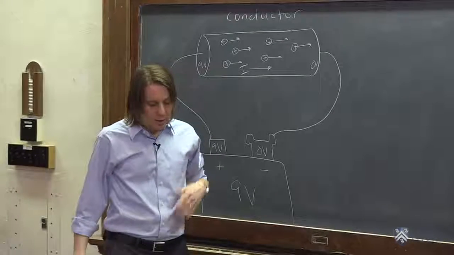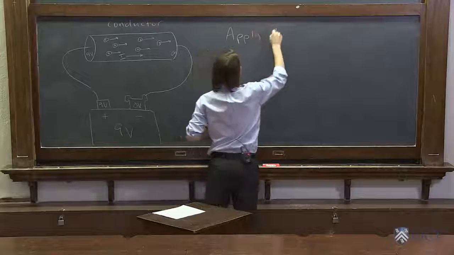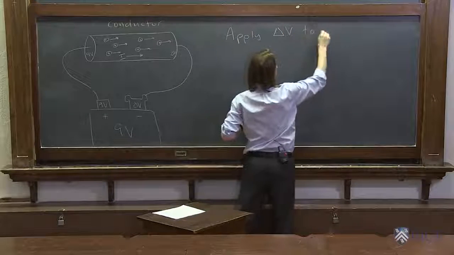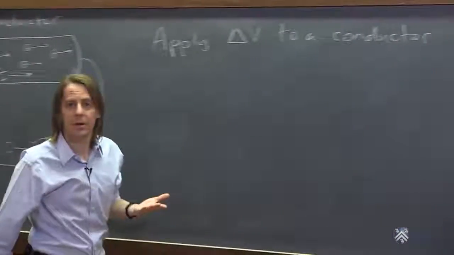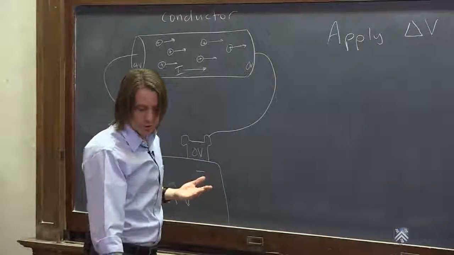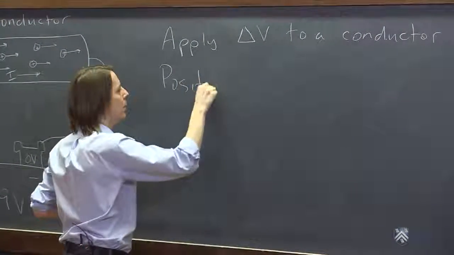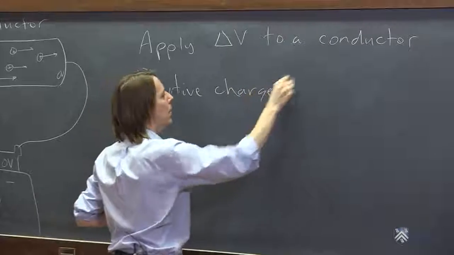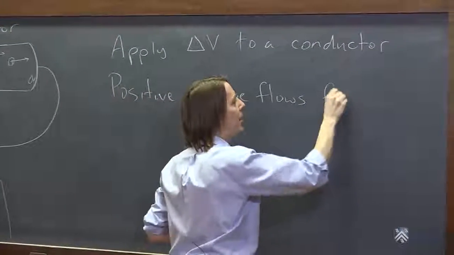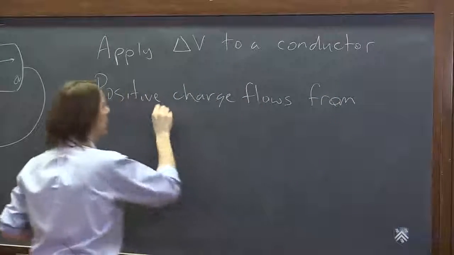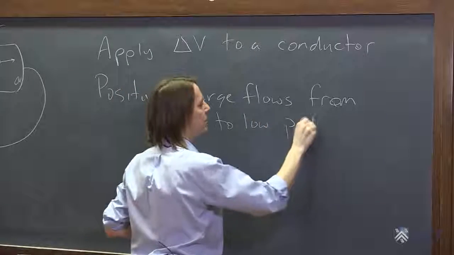Okay? So what have we done? We applied a potential difference, delta V, to a conductor. Okay, and what happened? Charge flows, positive charge flows, and we've got to be sure we get the direction right. It flows from high potential to low potential.